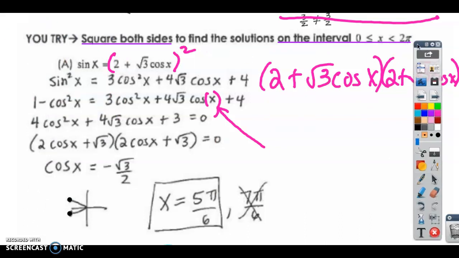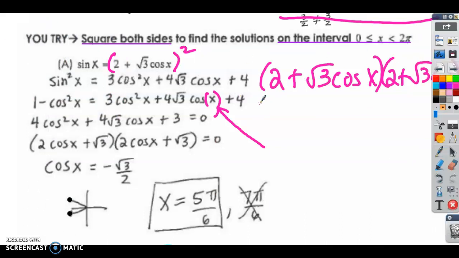When that's FOILed out, you end up with a trinomial and shove everything over to the same side, then factor. This is just algebra. I know it looks different because it's got cosines instead of just x's, but it's exactly the same algebraic steps. So once you factor, the factors end up being exactly the same, so you only have one solution here. So where does the cosine of x equal negative root 3 over 2?